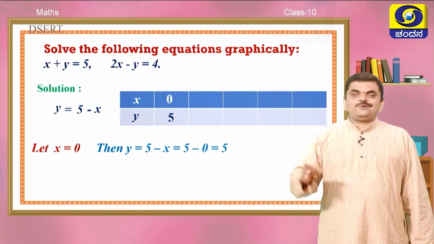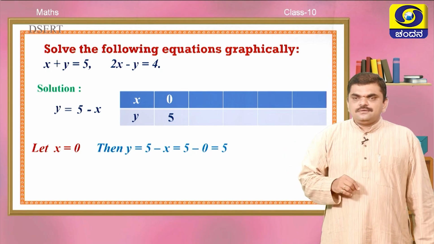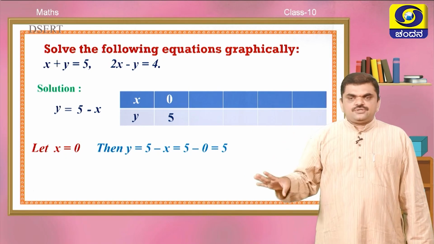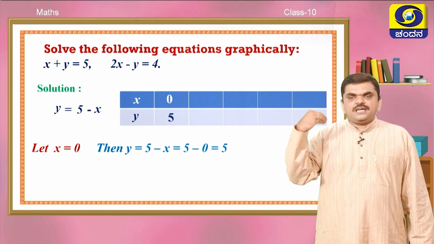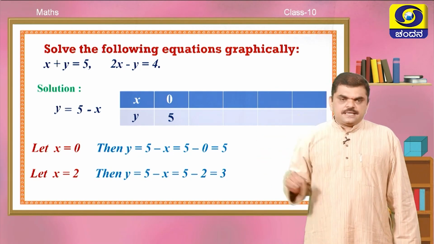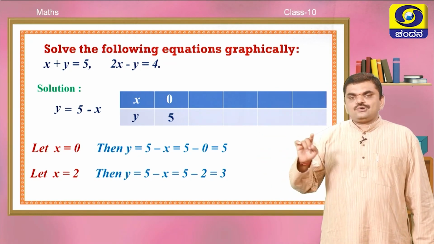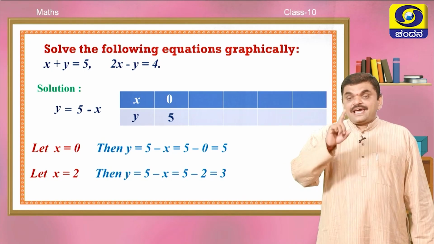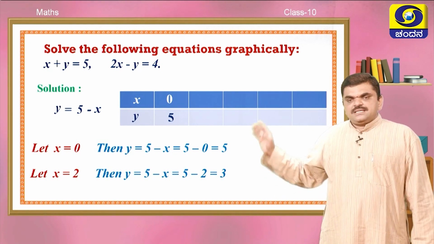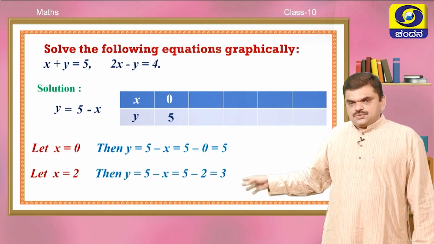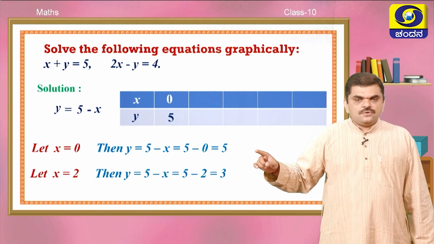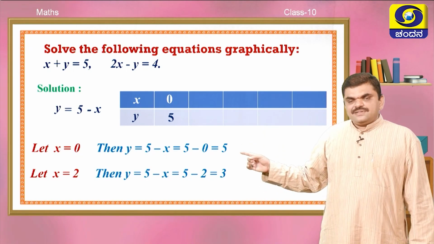Is it necessary to take x as 1 only? There is no hard and fast rule to take such a value, children. You may take any value, but at least a minimum of 3 points is necessary. So, here I am taking x as 2. Then y becomes 5 minus x, that is 5 minus 2, that is 3. When the x coordinate becomes 2, the y coordinate becomes 3.